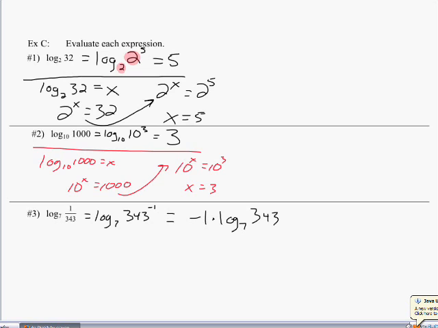So I want to stick with my original goal. I would like to write 343 with a base of 7.